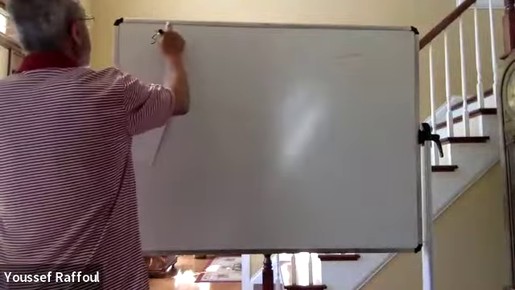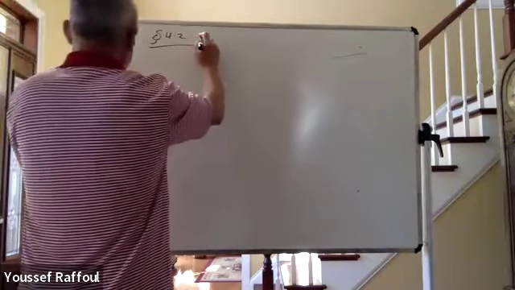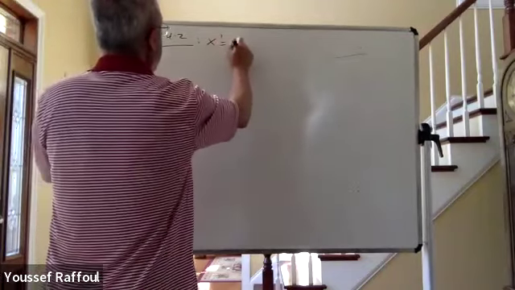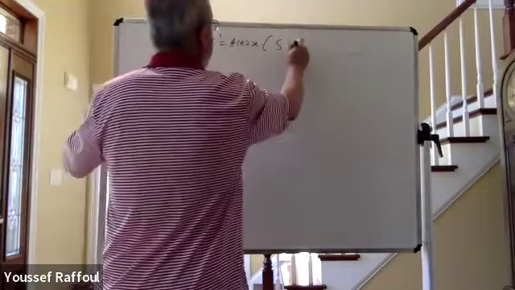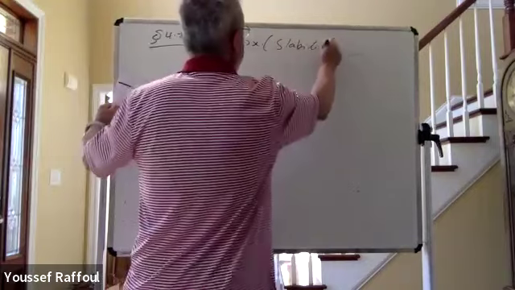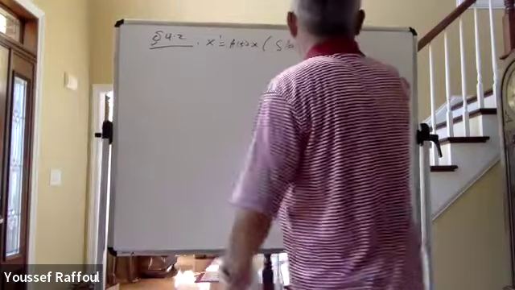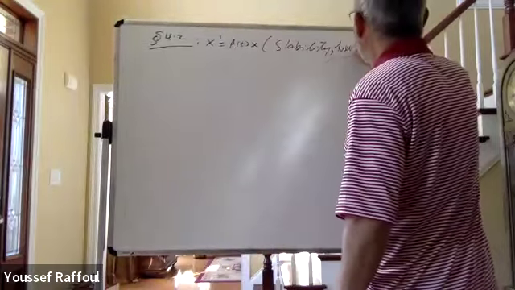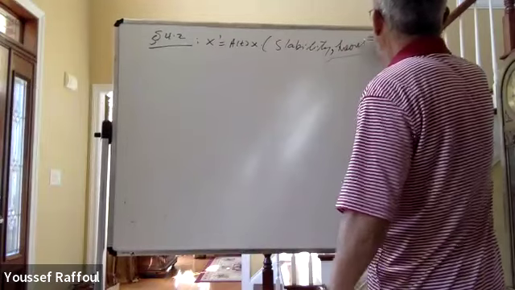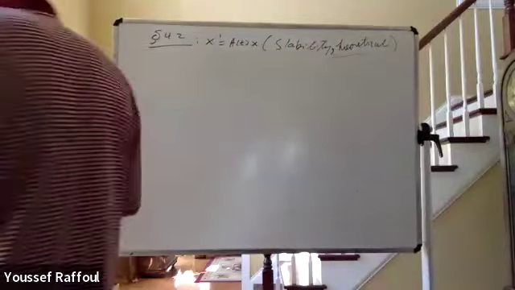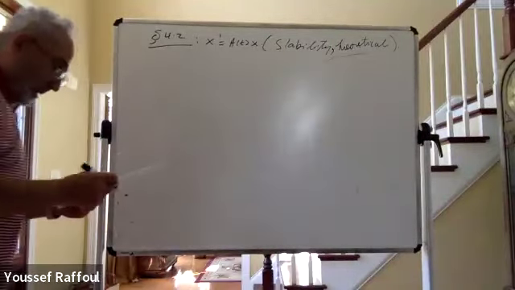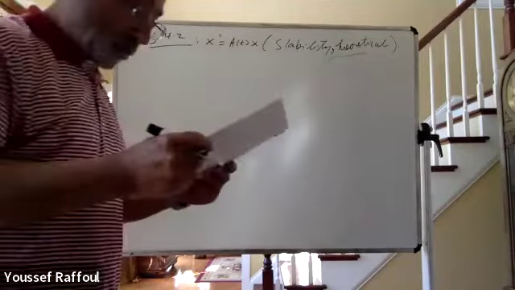All right. So now I am going back to section 4.2. We're going to look at x prime equals A(t)x. We're going to look at stability, and this is theoretical. That means we assume the existence of the fundamental matrix solution.